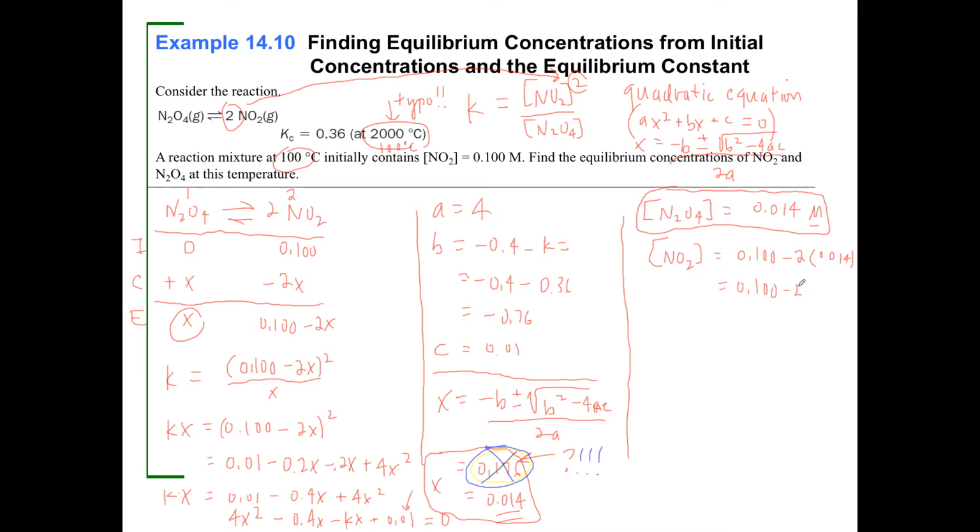0.100 minus 2, or rather, what's that? 2 times that, 0.028, which is equal to, I can't do this in my head. I can't do that in my head, sorry. 0.1 minus 0.028 equals 0.072. 0.072 molar. And that is my other answer. Okay, so let me come here, circle that, and we'll be done with this.